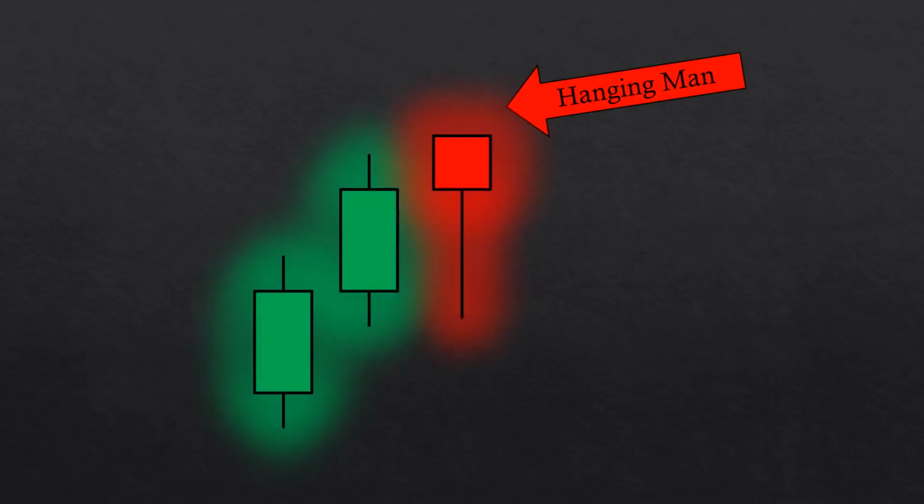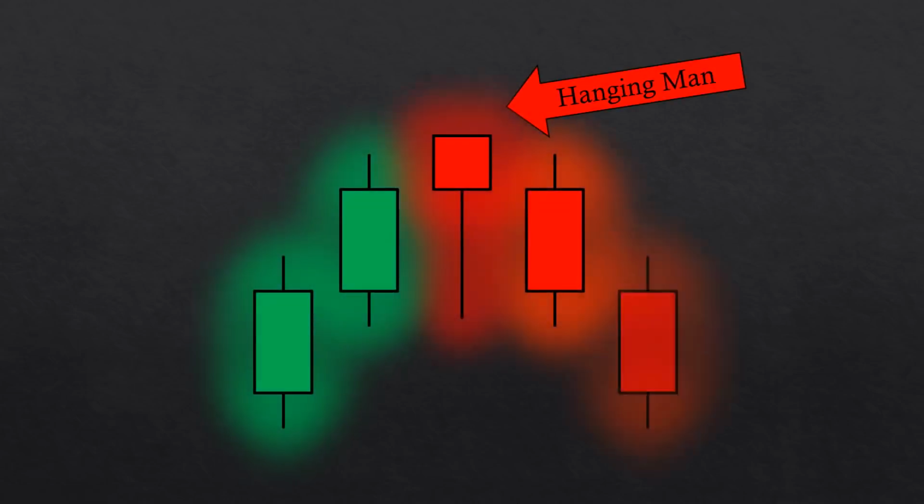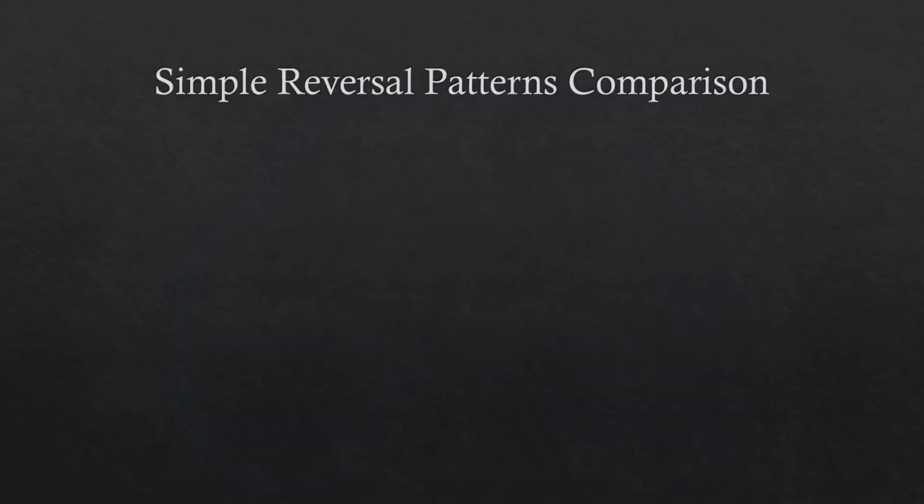The way a hanging man will appear on the chart is that price will be going up, and then a hanging man will appear to signal a reversal to the downside. The hanging man closes the list of simple reversal patterns. So let's review a few things about how the four of them correlate with each other.